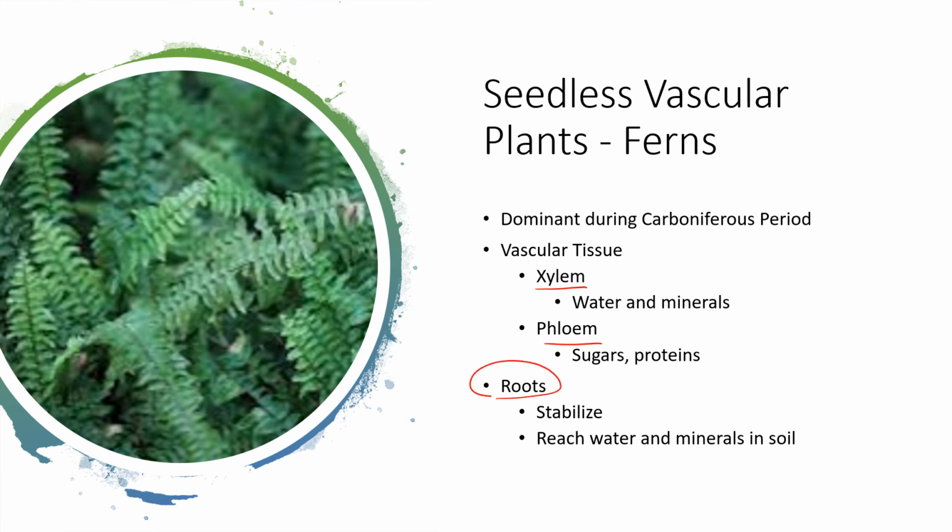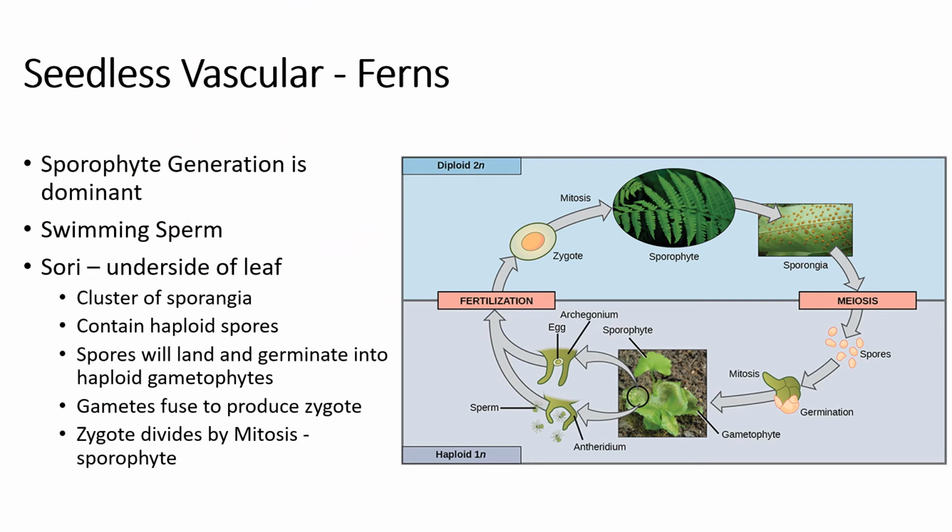Roots now are going to help stabilize and reach out to get water from under the ground and carry it to the plant. Also, they allow these organisms to grow a little bit larger than the bryophytes. As I mentioned, from now on, the dominant generation is going to be the sporophyte. These still need water because they have sperm that have to swim to the egg.